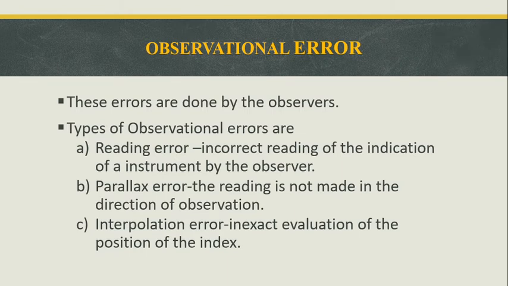Then the last one is interpolation error. Inexact evaluation of the position of the index. It is called inexact evaluation. While we evaluate the output of the value or the measured output, we can't get the exact value, but we get an adjacent value. The instrument shows one value, but we record the adjacent value of that particular value.